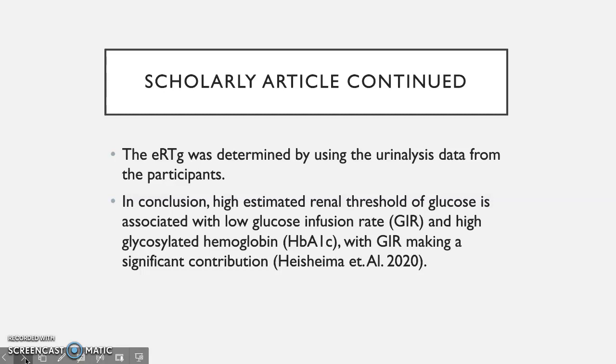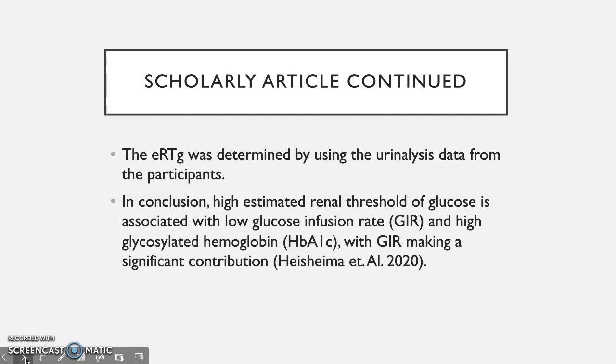The normal hemoglobin A1C level is between 4% and 5.6%. Hemoglobin A1C levels between 5.7% and 6.4% mean you have prediabetes and higher chances of getting diabetes. Levels of 6.5% or higher mean that you have diabetes. The ERTG was determined by using a urine analysis that was collected from the participants.